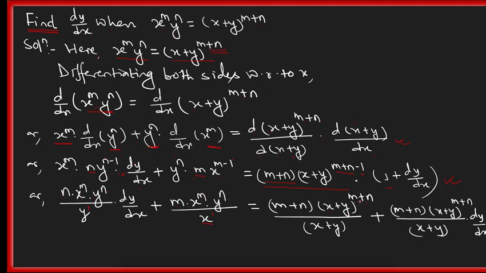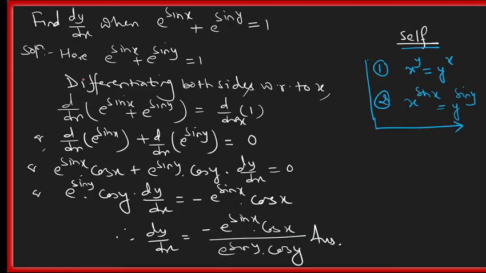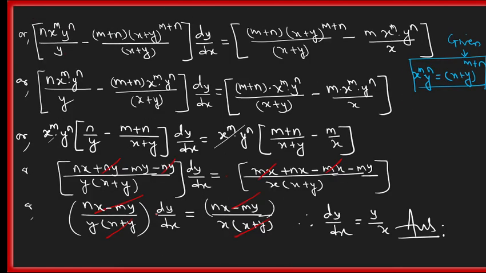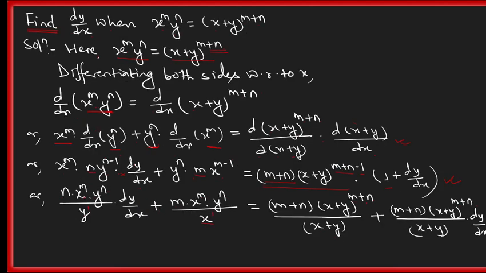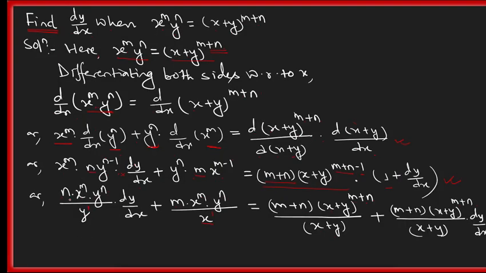Because here also we have x plus y to the power m plus 1, either this part or that part we have to replace. Let's see. n x to the power m y to the power n by y dy by dx, and this term also has dy by dx, so making their group.